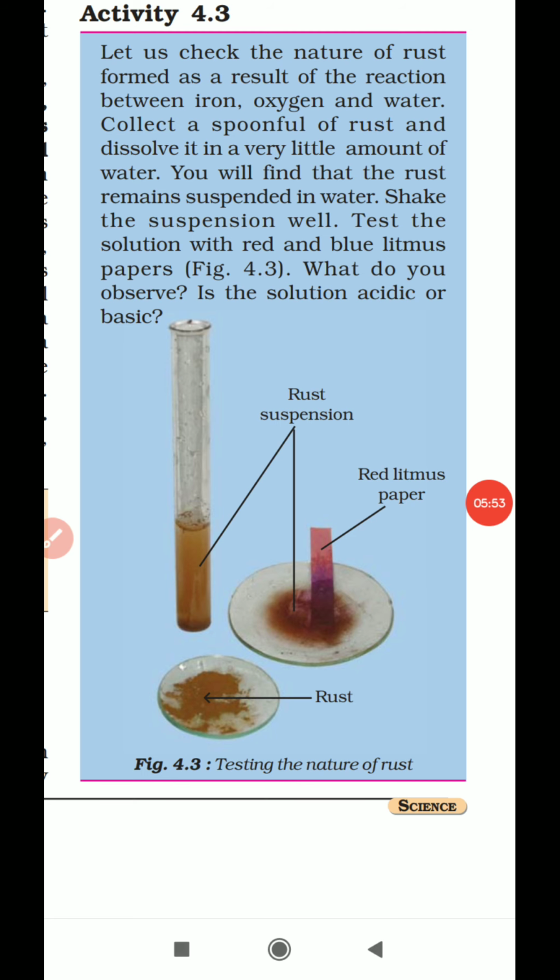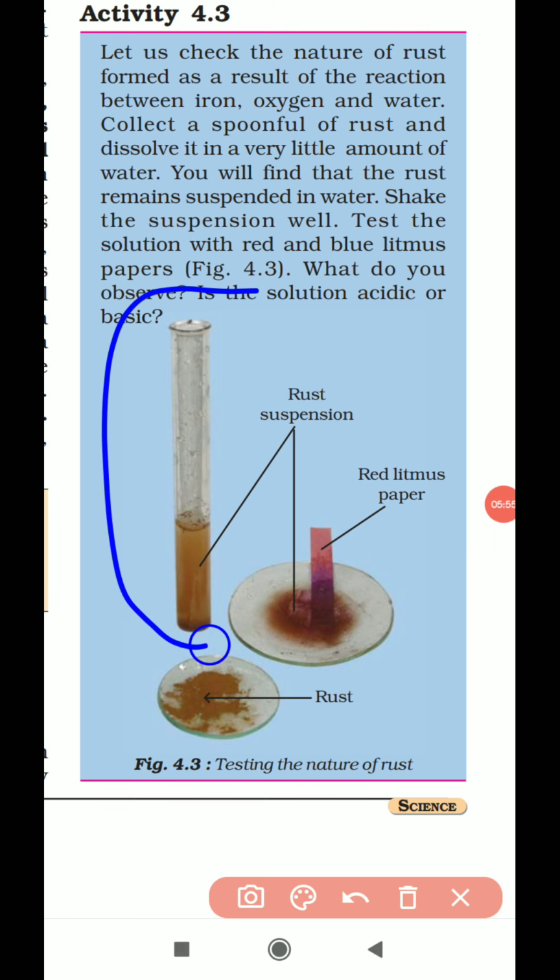Now coming to this activity again. As I said, I have a test tube with rust as well as water dissolved in it.